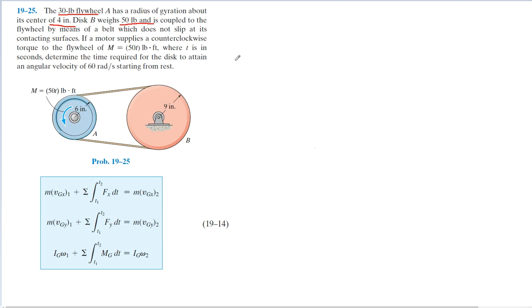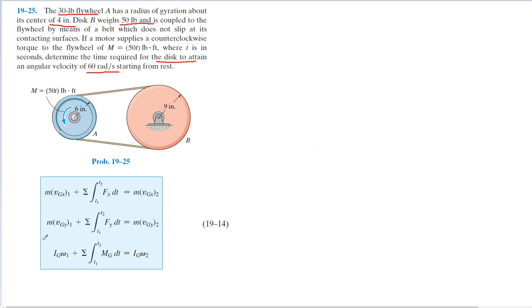Okay, so we need to find the time it takes for the disk to attain an angular velocity of 60 radians per second. I solved the problem for the actual flywheel getting to 60 radians per second, oh my, it has been a long semester, but we can fix it.